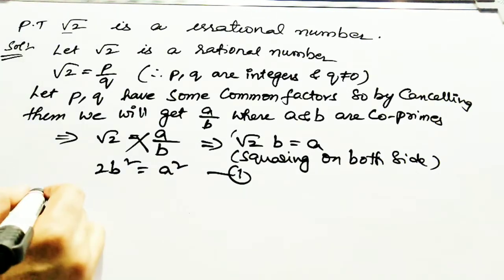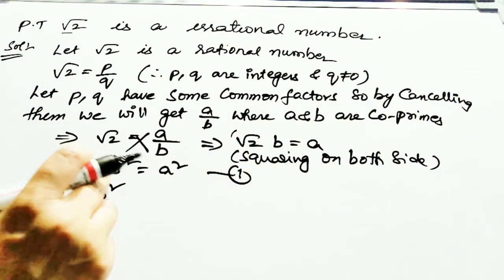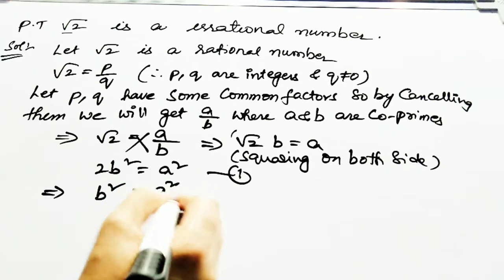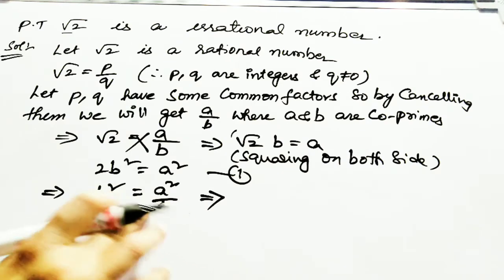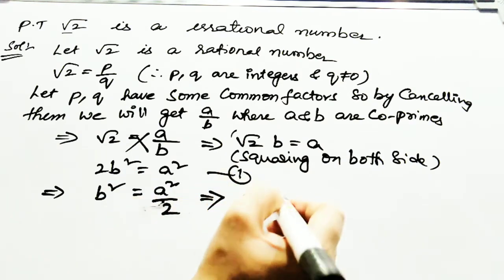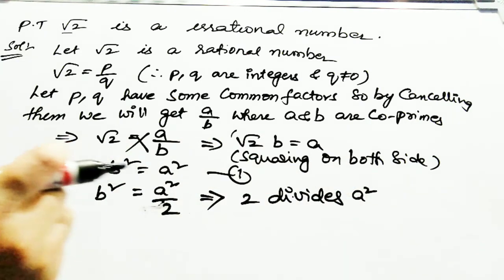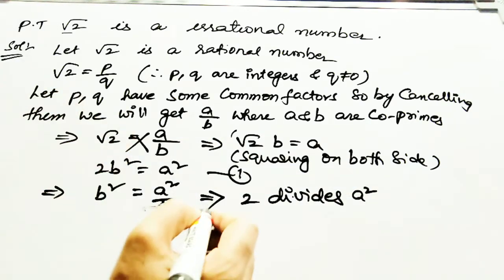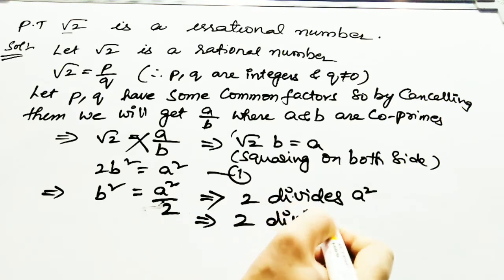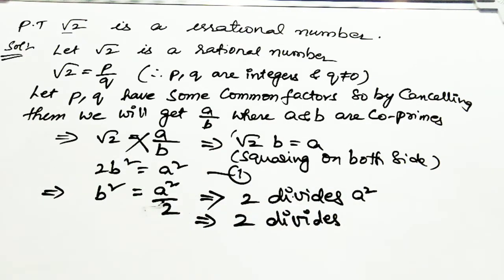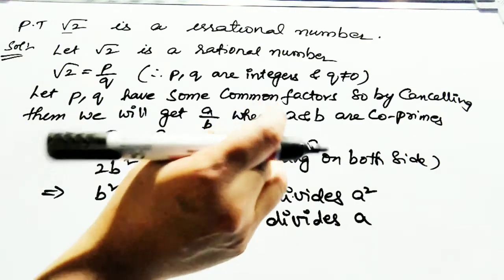Then one more equation: just take b square. What you will get? A square by 2. It means 2 divides a square. When 2 divides a square, it means that 2 divides a also. In our previous theorem we discussed that when p divides a square, p divides a also.